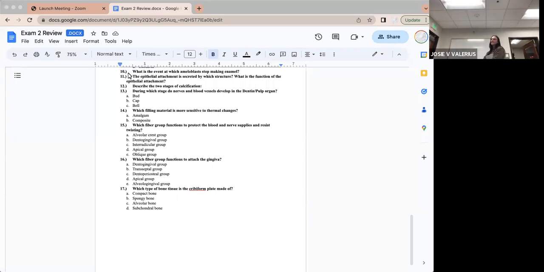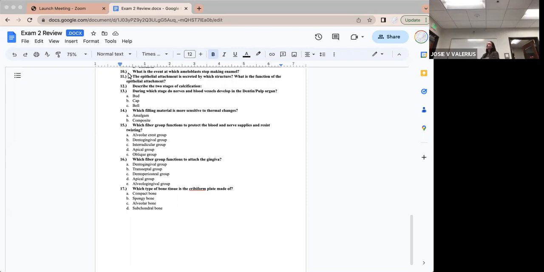All right, 15: which fiber group functions to protect the blood and nerve supplies and resist twisting? Any guesses? I'll give you a hint. The blood and nerve supplies come in from the apex of the tooth, the apical foramen. Yeah, it is D. This one's kind of a good giveaway.